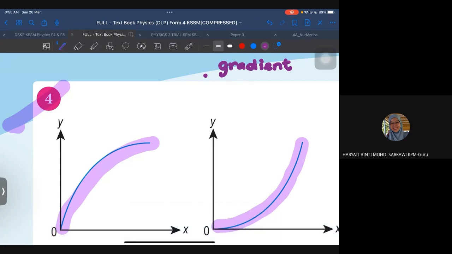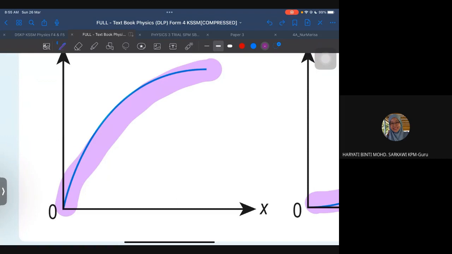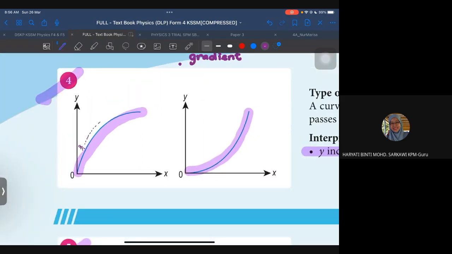So imagine yourself, let's say you run from this point, run upward. Which track is getting harder and harder? Is it number 1 or number 2? If we say this is a track, which one is getting harder? You imagine yourself running on a hill, the slope of the hill like that. So which one is getting harder? Number 2. Yes, number 2. So when it is getting harder, it means that the gradient increases. So the second graph is actually showing the gradient increases.